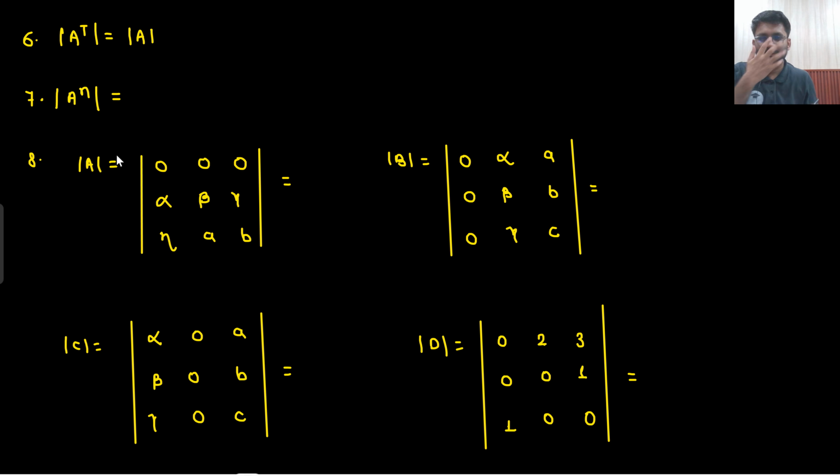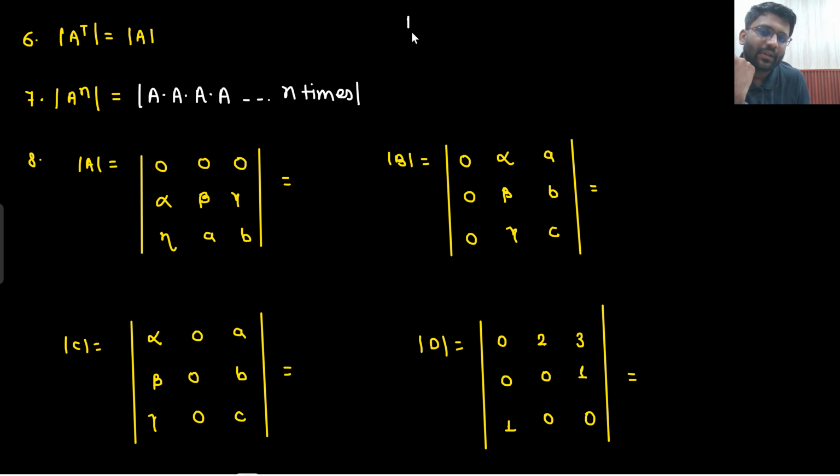Now what about this? Determinant of A to the power n. What is the meaning of A to the power n? Determinant sign as it is. A to the power n means A multiplied n times. A multiplied n times. Right?